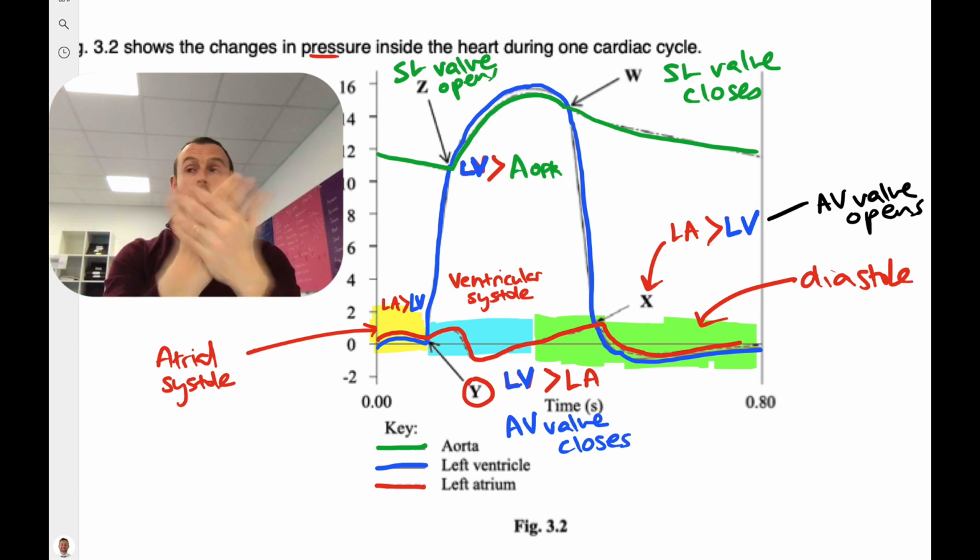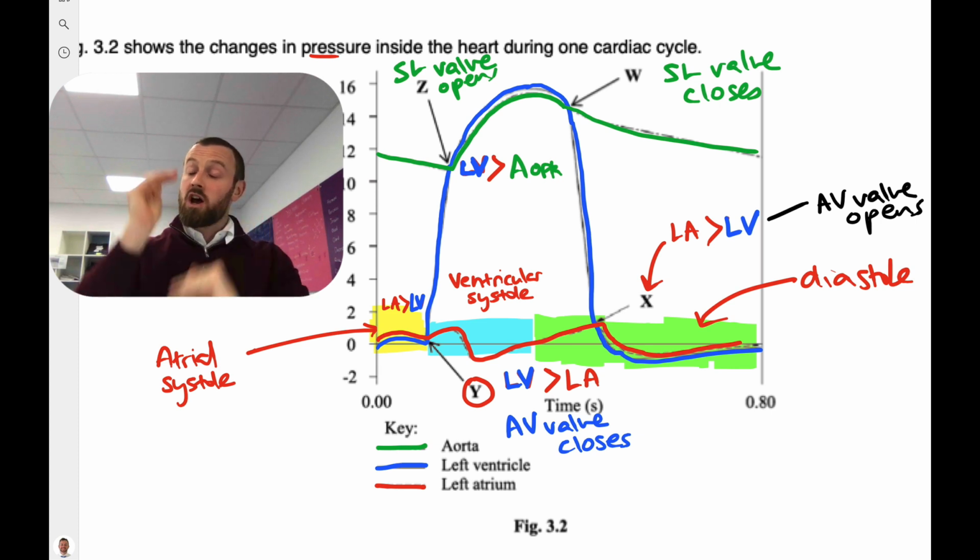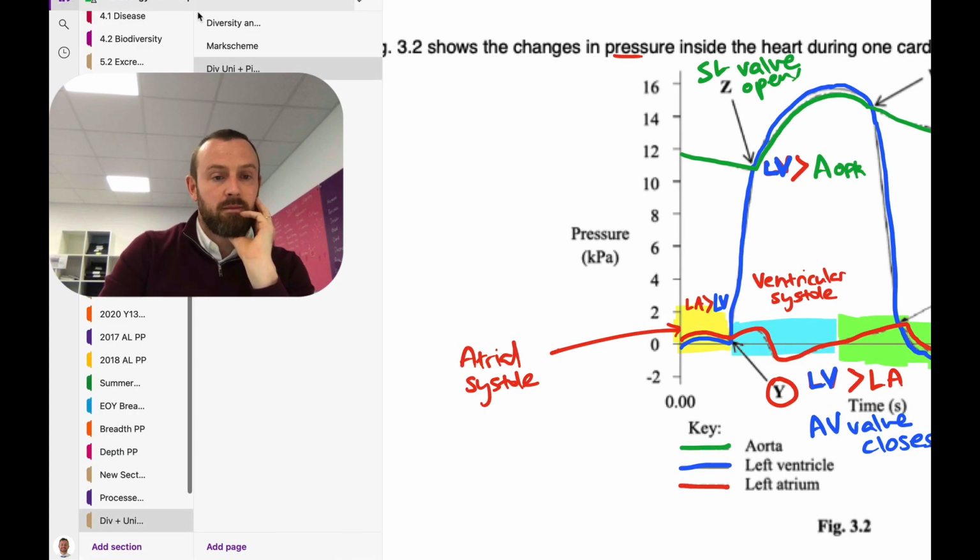So to get 6 marks in this question, you basically have to give all that information. You have to say what's happening with the heart. Is it contracting? Is it relaxing? What's happening with the pressure? Is the pressure higher or lower? And what's happening with the valve? Is it opening or closing? So to get the full 6 marks, the mark scheme says this.